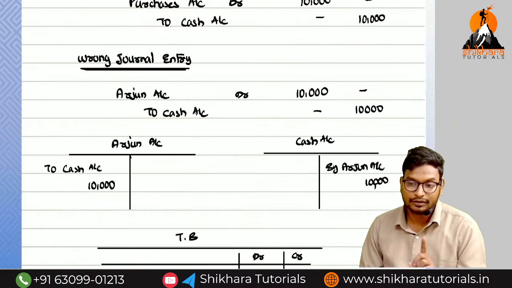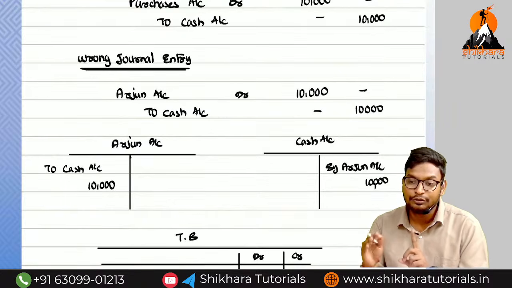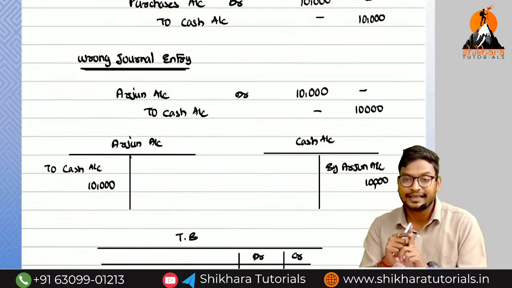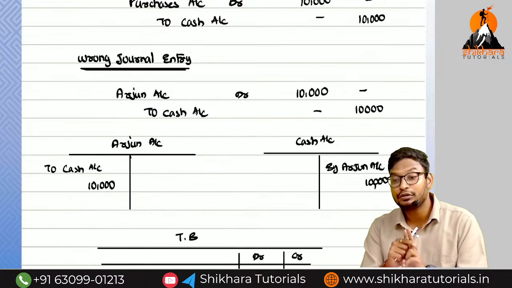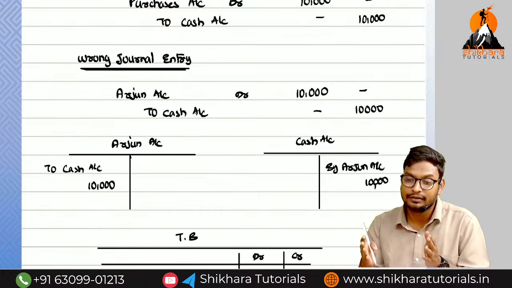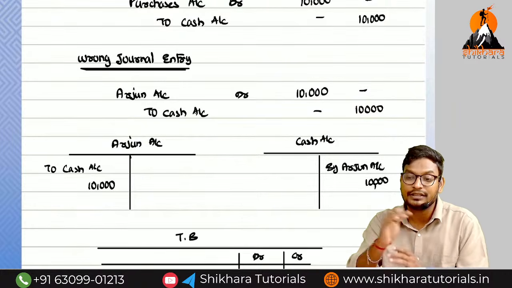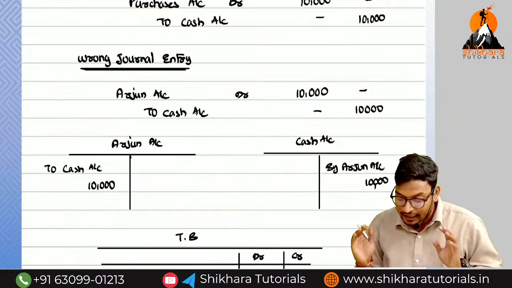Step number 1, you have to prepare the correct trial balance. You need to be able to prepare these things. You have to prepare the correct trial balance and you have to be able to prepare the wrong trial balance also. Correct trial balance, wrong trial balance, and we have to match them. Now we have to match the wrong trial balance with which one? Correct trial balance. Are you getting the point?